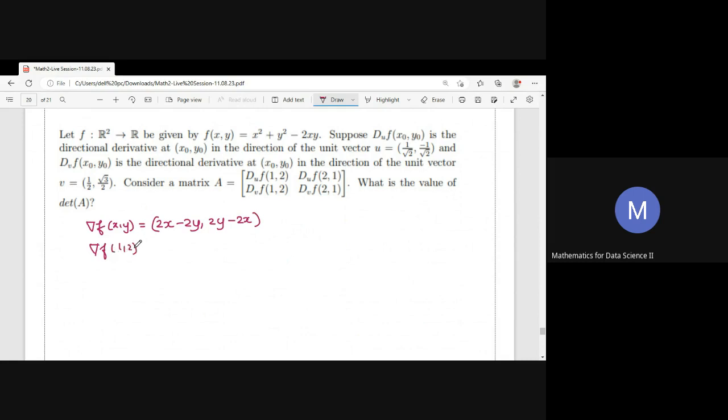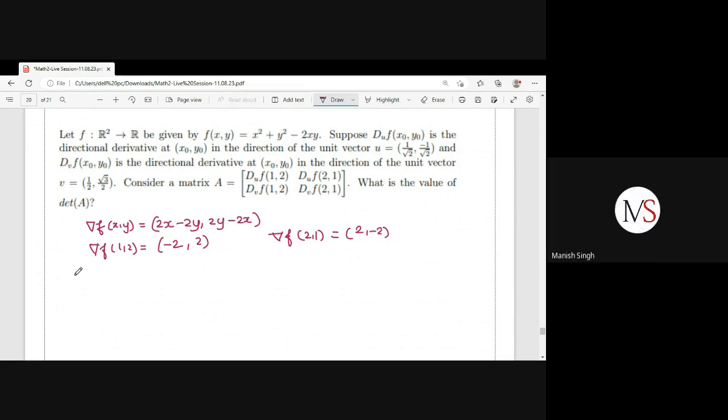At (1, 2), what is the value? 2 minus 4, so minus 2. Comma, minus 4 minus 2, that is minus 2, comma 2. And what is the gradient function vector at (2, 1)? 4 minus 2, which is 2, comma, minus 2 minus 4, which is minus 2. Correct? Is it correct? Okay.